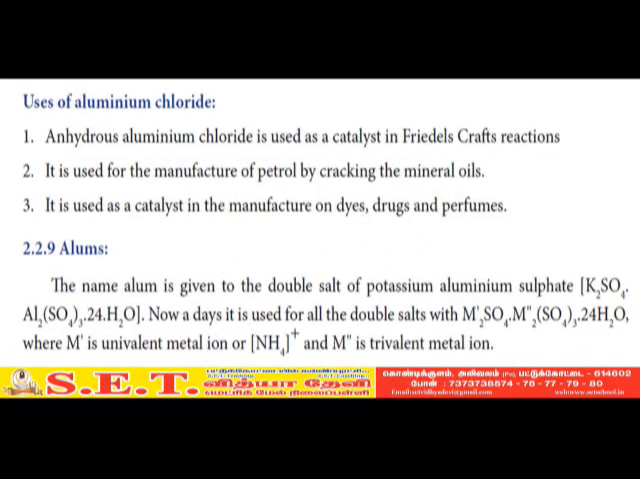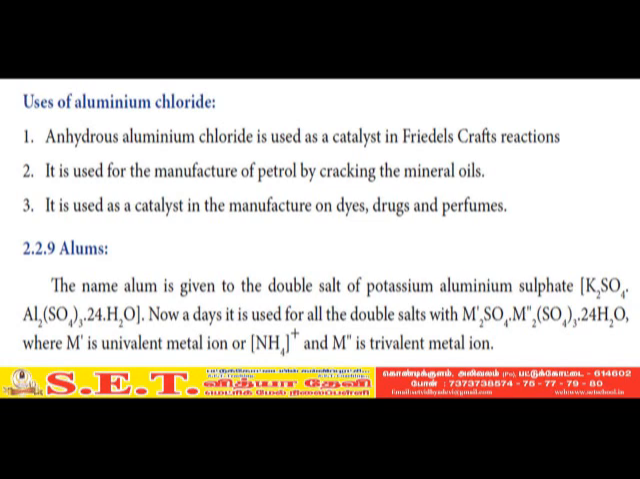Uses of aluminum chloride. Aluminum chloride is used as a catalyst. First, it is very important as a catalyst in the Friedel-Crafts reaction, for the manufacture of keto compounds. In this reaction, benzene reacts with acetyl chloride, CH3COCl, in the presence of anhydrous aluminum trichloride to give acetophenone. That is called the Friedel-Crafts reaction. It is the first example of the use of aluminum chloride.